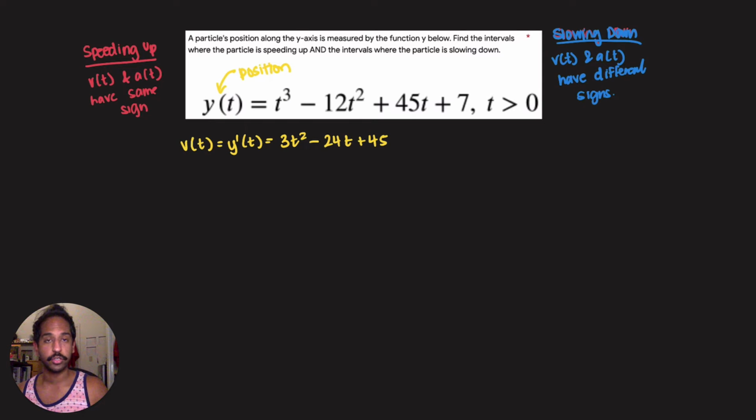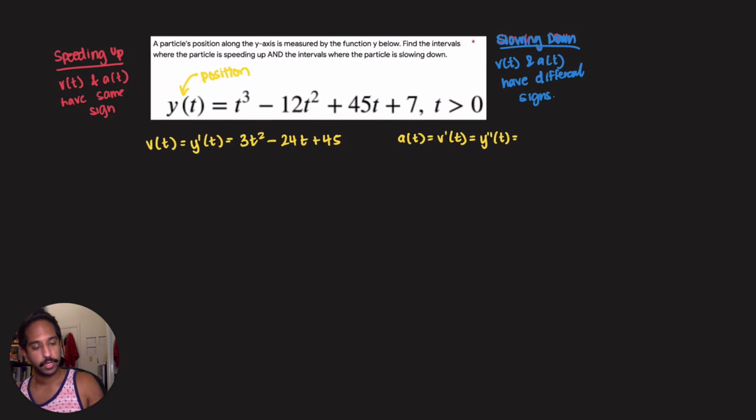And then we also know we need acceleration, which we might remember is the derivative of velocity or the second derivative of position. And in this case, I'm going to scooch this over a little bit. There we are. In this case, we're going to get that that is equal to 6t minus 24.